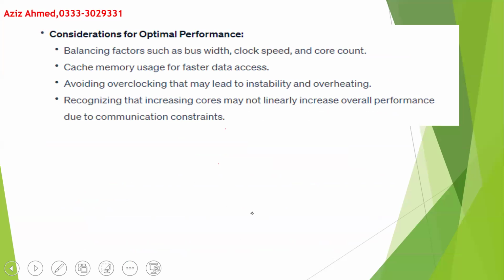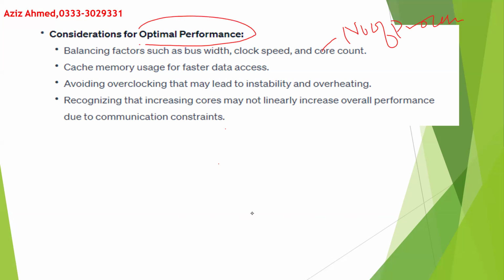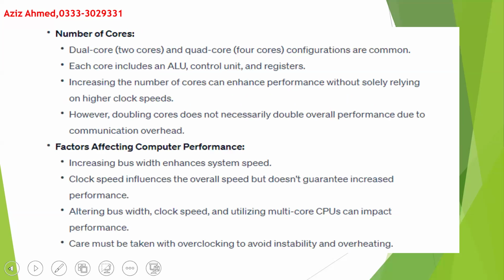Consideration for optimal performance. Now it says balancing factors such as bus width, clock speed, and core count, number of cores, number of processors. Now core means number of processors. Teacher, can you go back? It says consideration for optimal performance. Okay, wait a second. This one. Yes. You want to read?